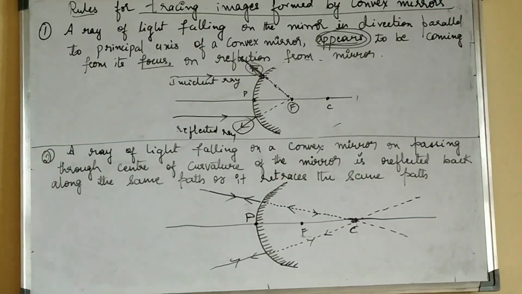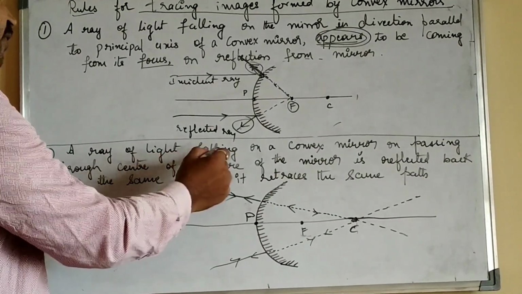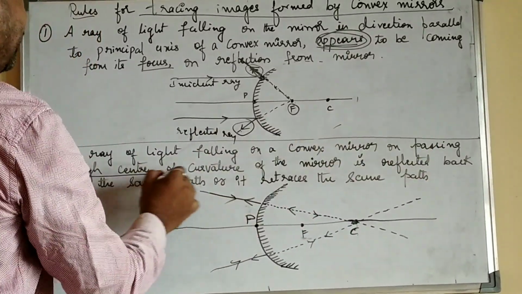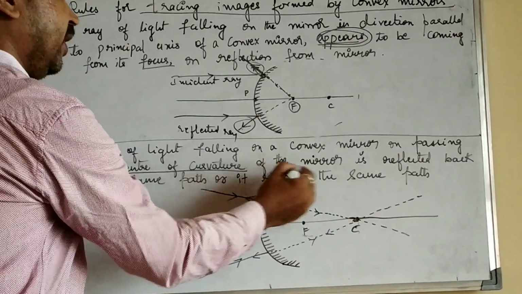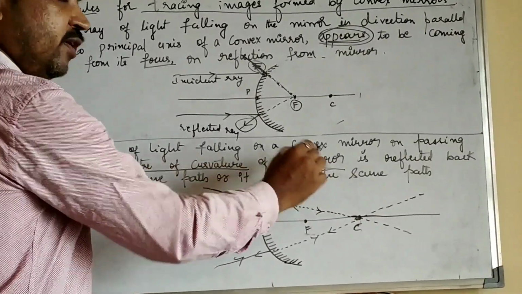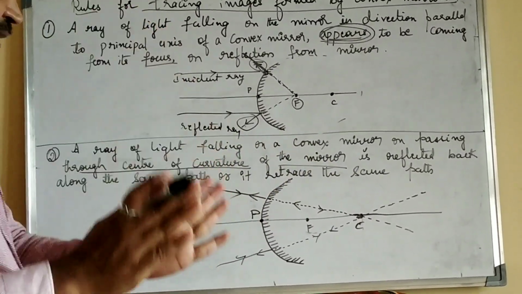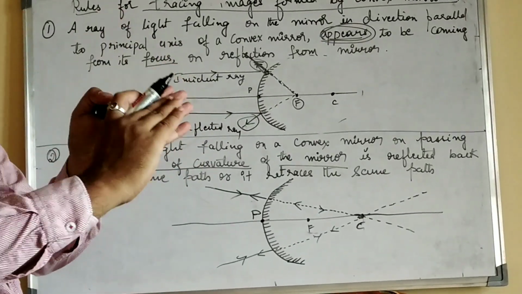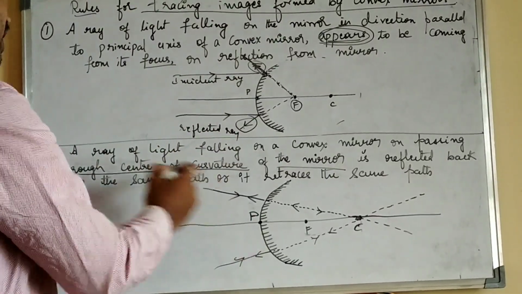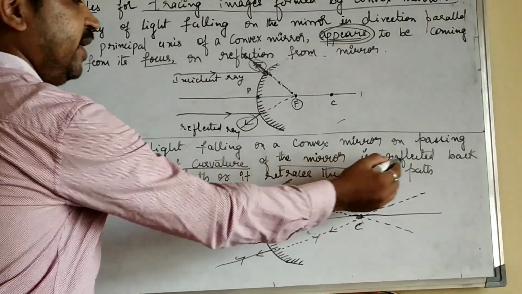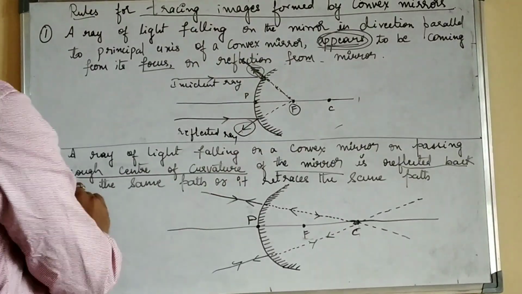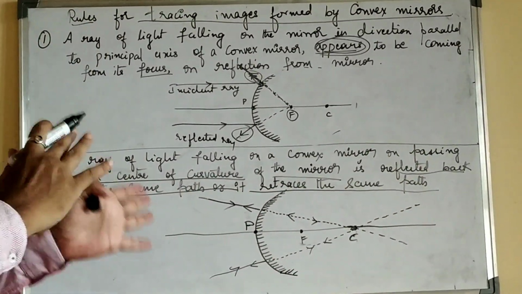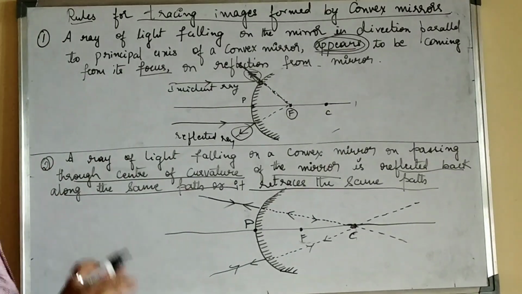So that is the first rule. Now the second rule. The ray of light falling on the convex mirror on passing through the center of curvature of the mirror. Remember here, passing through the center of curvature of the mirror means it is very clear that it is a convex mirror, and center of curvature and the principal focus, those 2 parameters will come behind the mirror. Through the center of curvature of the mirror is reflected back along the same path, or it retraces the same path, just like the rules of the concave mirror, but here it is virtual.